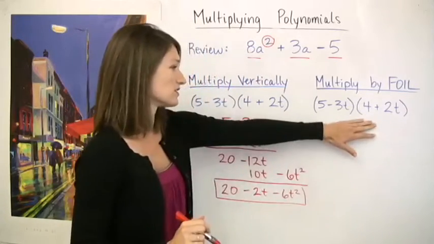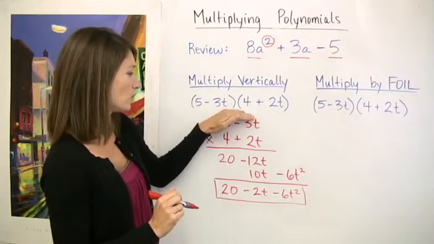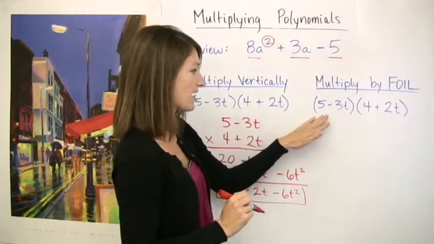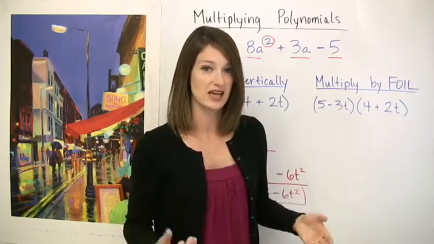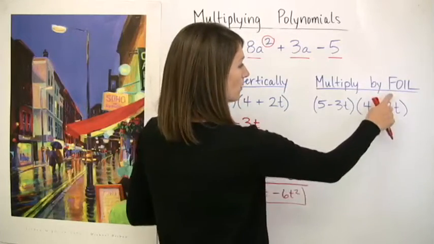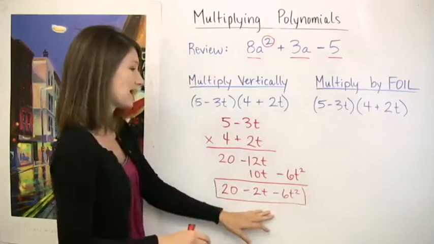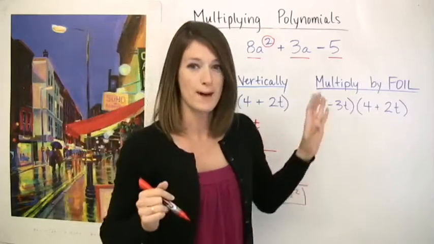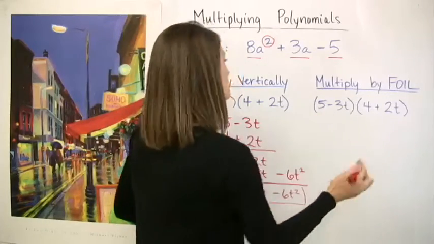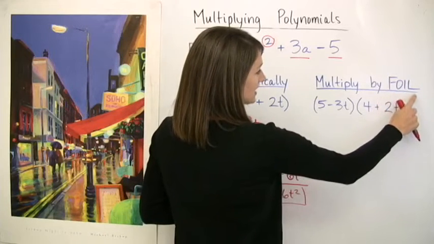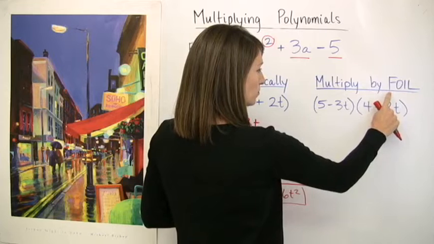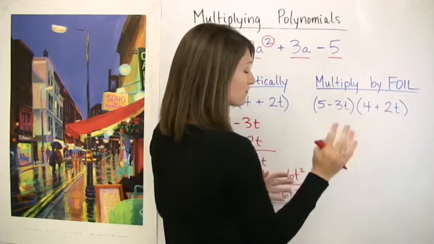So I've written here this product. It's the same one that we just worked. So we have 5 minus 3t times the quantity 4 plus 2t. And you'll see when we use FOIL, we're going to end up with the same product. We're just going to go about it a little different way. So using this acronym, first, outside, inside, last. Let's multiply our first terms first.